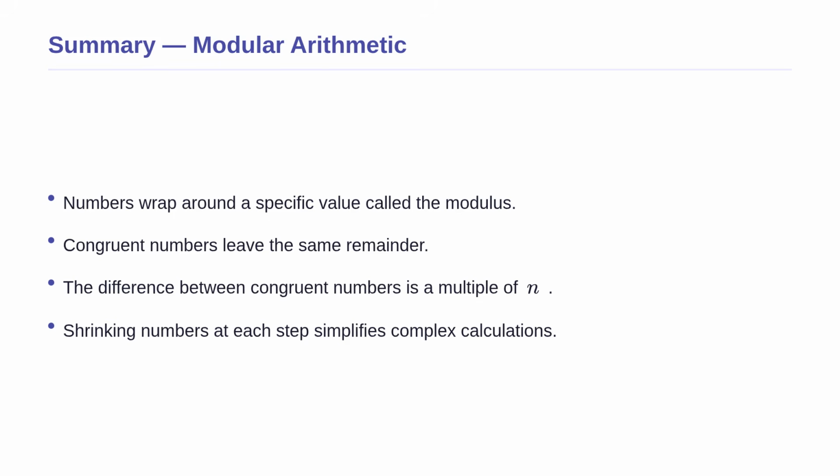Let us bring all of these ideas together. We have learned that modular arithmetic is a system where numbers wrap around after reaching a specific modulus. Two numbers are congruent if they leave the same remainder, or equivalently, if their difference is a perfect multiple of the modulus. By allowing us to shrink large numbers down to their remainders at any step, it provides a powerful shortcut for complex calculations. You have now mastered the absolute bedrock of modern digital security. Great job, and keep practicing these concepts.